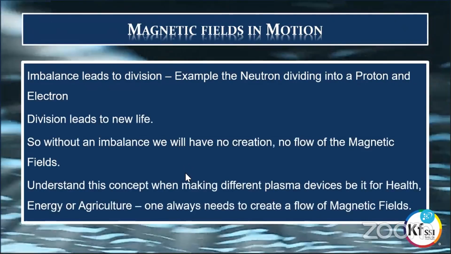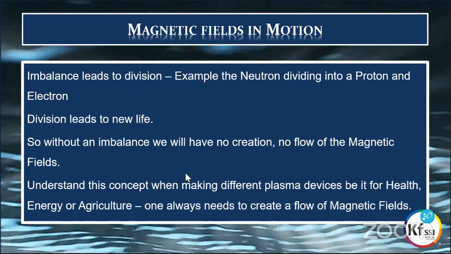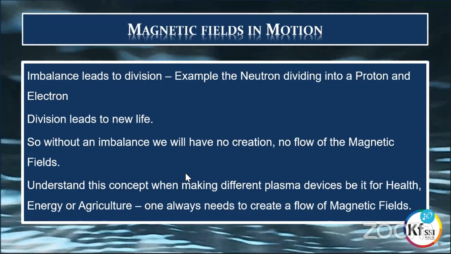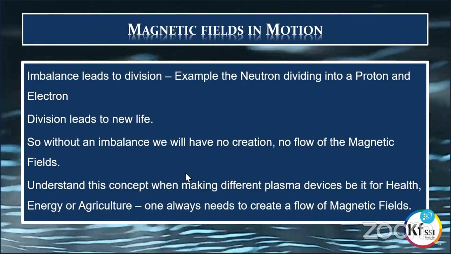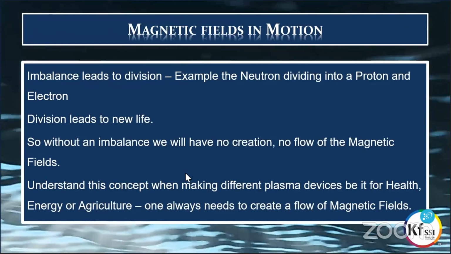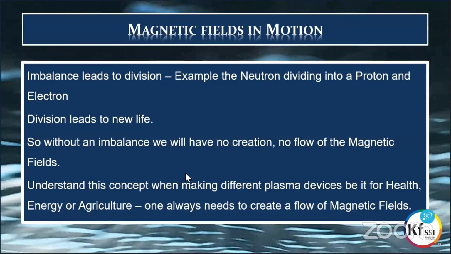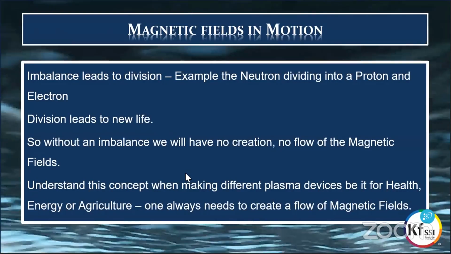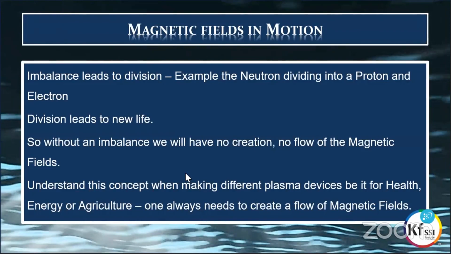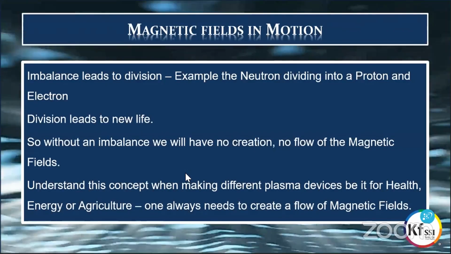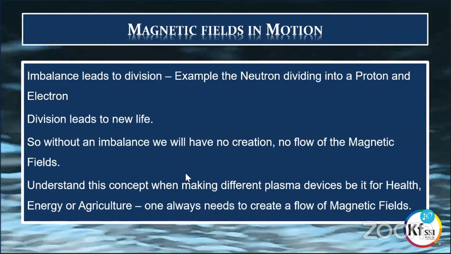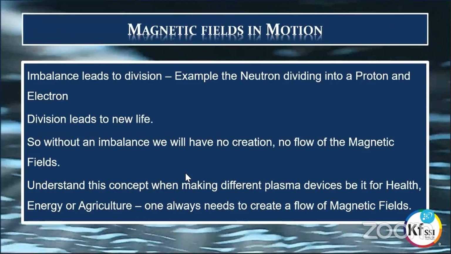The imbalance leads to the division, and we've all understood how the neutron divides into a proton and an electron, and that is caused by the imbalance. And it's this division which leads to new life, because without that dividing of the neutron into the proton and electron, we wouldn't have life. So without an imbalance, we have no creation, no flow of magnetic fields.